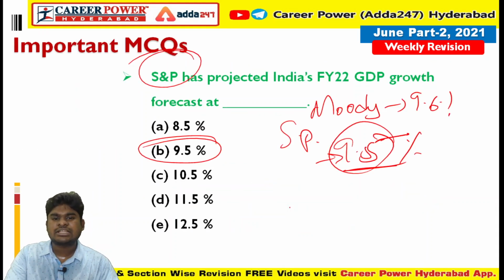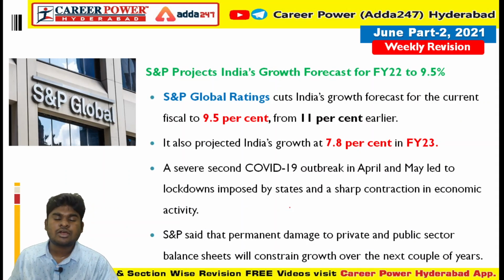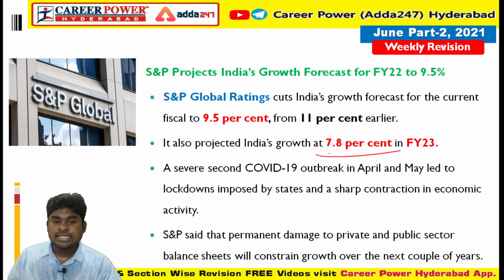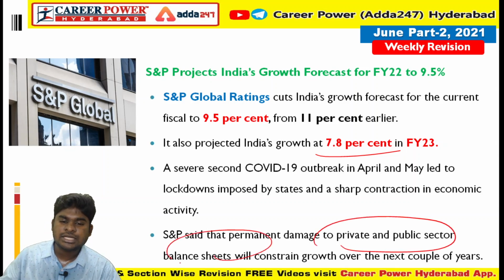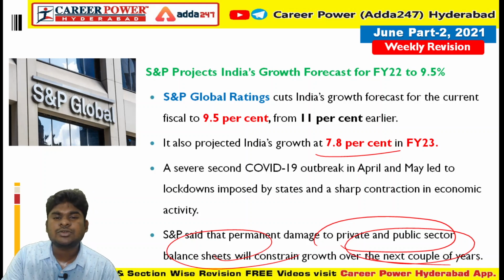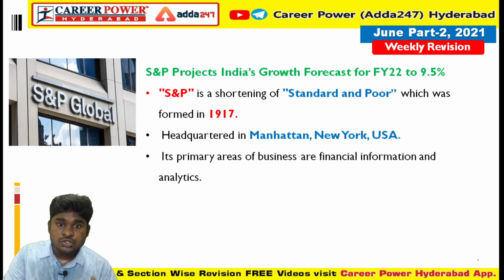If you come to S&P, Standard & Poor's, they gave the GDP estimate of 9.5. Earlier their estimate was 11, now they are estimating 9.5, and next year they are estimating 7.8. They said that the COVID second wave, April-May lockdowns, damaged the private and public sector units, and these units need a couple of years, 1 to 2 years, to recover.